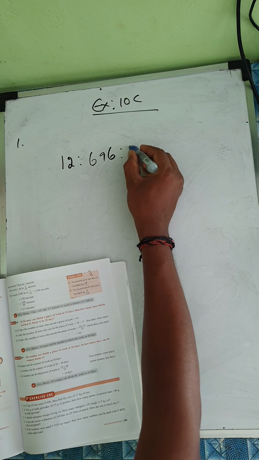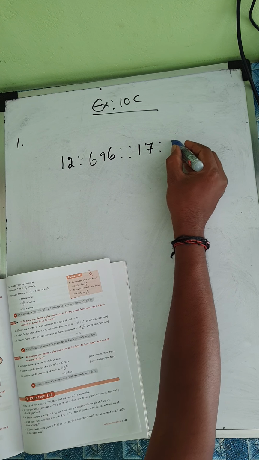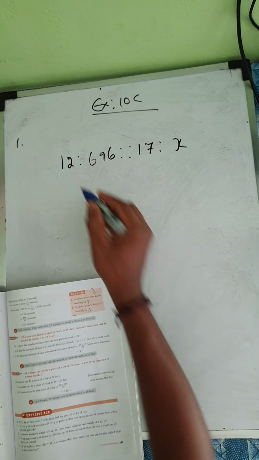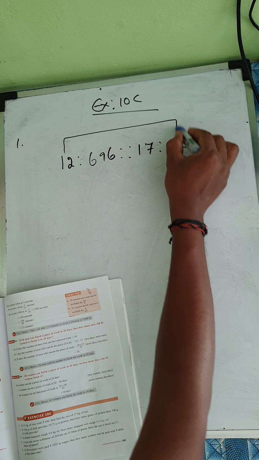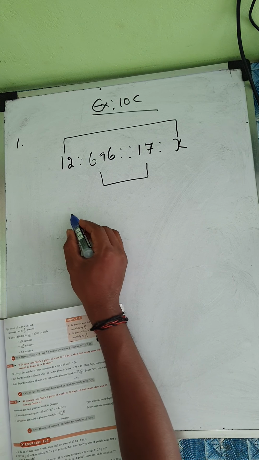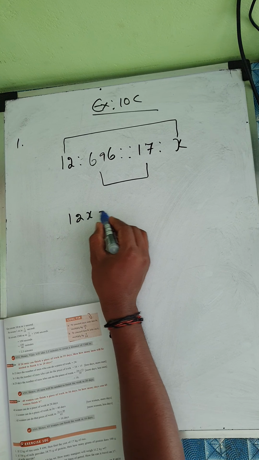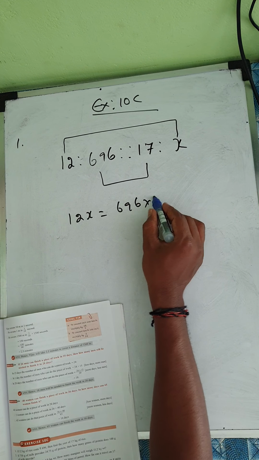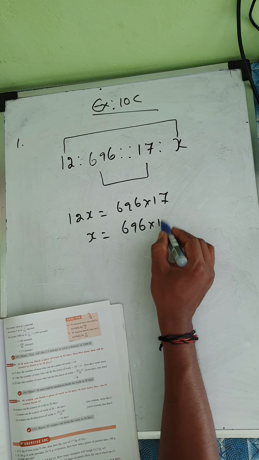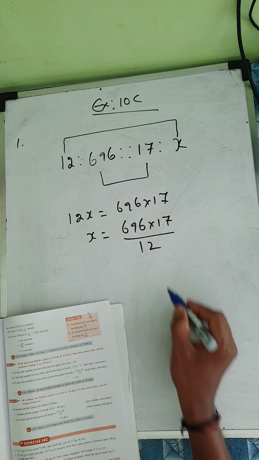So we'll write 17 kg, the cost will be what? We'll just take it x here. Understood? So we'll do the same process like the last exercise. Product of extremes equals product of means. So 12 into x equal to 696 into 17. So x equal to 696 into 17 by 12.